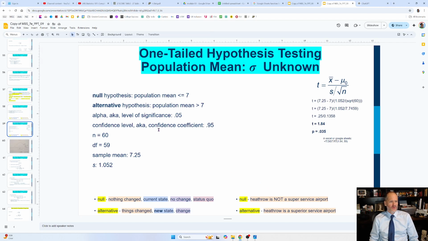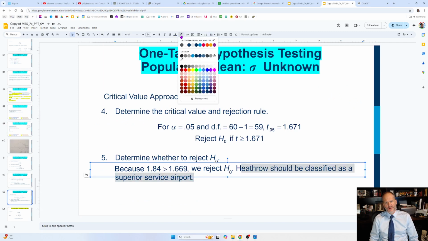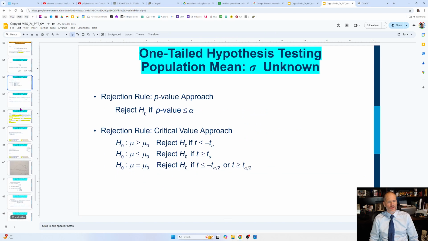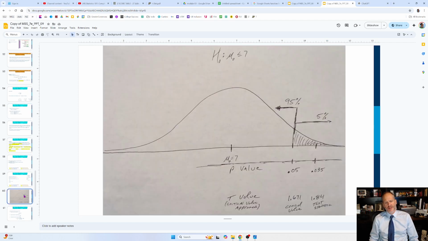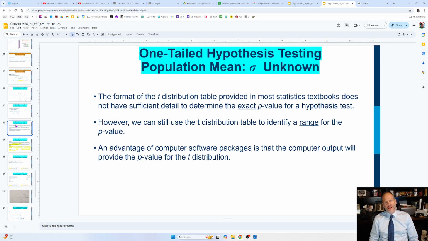And so if you look through the slides here to see how they explain all that, they come to the same conclusion. And you can see here, Heathrow should be classified as a superior service airport, same conclusion. And their methodology is based more on these rules that you have to memorize. And I'm not a big fan of these rules. I'd much rather draw it out and understand it from drawing it out. And so here is how I drew it out, and here are those rules. If you want to read through those rules, maybe they will make sense to you. You can take a look at those. And then you can also take a look at this information.